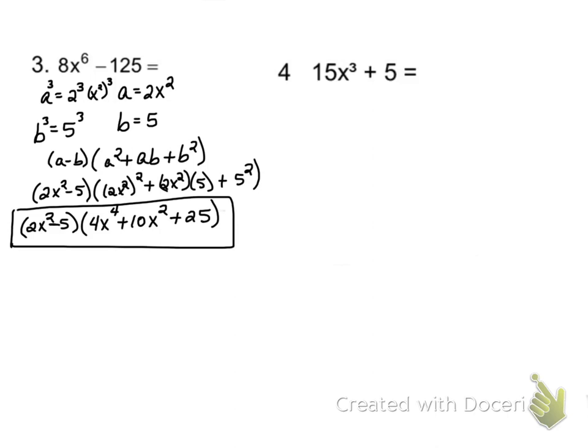Now, looking at number 4, there is a greatest common factor here. Our greatest common factor is a 5. It looks like it could be a sum of cubes, but let's be sure. Right now I can't take the cube root of 15, and I can't take the cube root of 5. So let's divide it by a greatest common factor, and I get 5. Remember, you have to put that in front. And then I have 3x cubed plus 1.